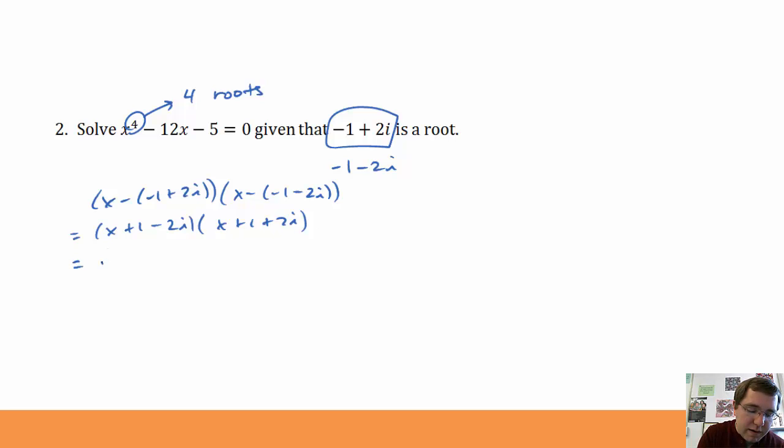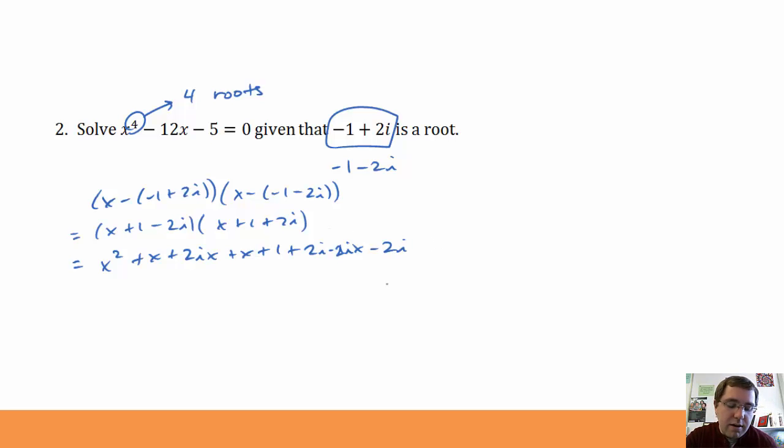Multiply by x, I'll have x squared plus x plus 2ix. Multiply by 1, I'll have plus x plus 1 plus 2i. Multiply by negative 2i, I'll have minus 2ix minus 2i. And then negative 2i times 2i is negative 4i squared. i squared is negative 1, so that's positive 4.